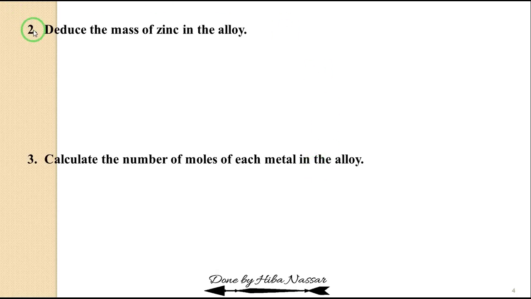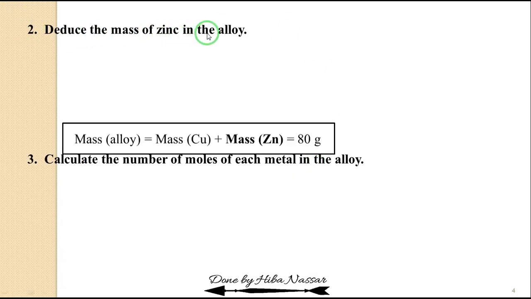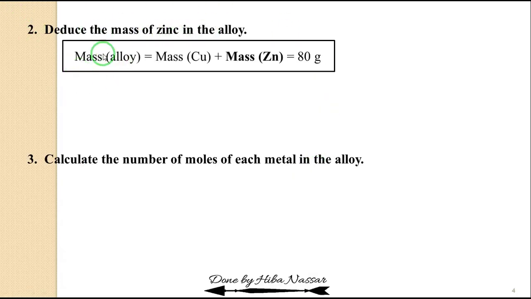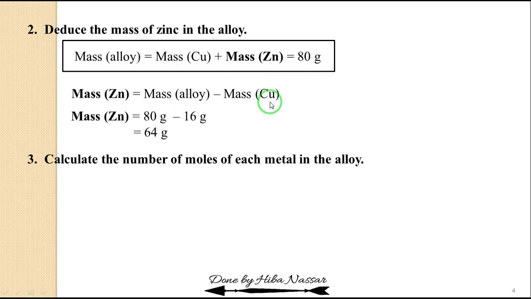Question number 2. Deduce the mass of zinc in the alloy. The total mass of the alloy is equal to the mass of copper in addition to the mass of zinc. It is equal to 80 gram, which is given for you. So here we can deduce that the mass of zinc is equal to the total mass of the alloy minus the mass of copper. So it is equal to 80 gram minus 16 gram, which is equal to 64 gram.